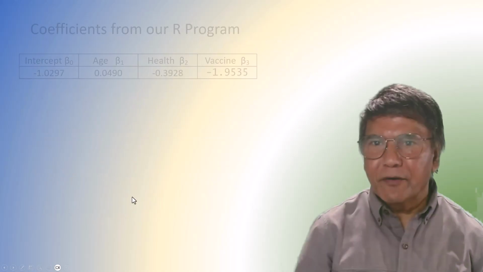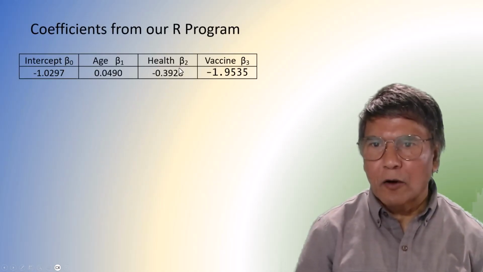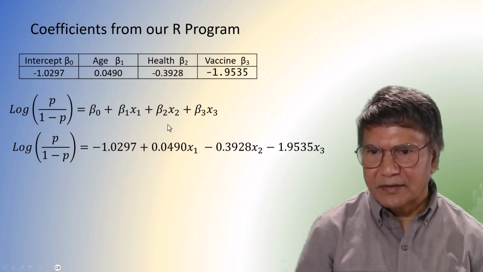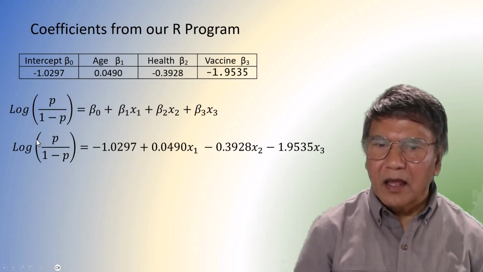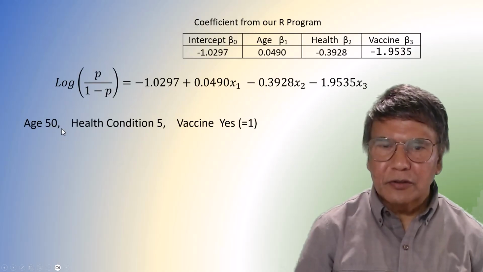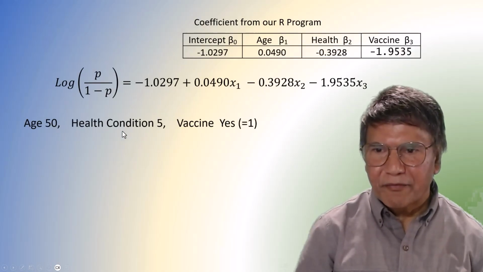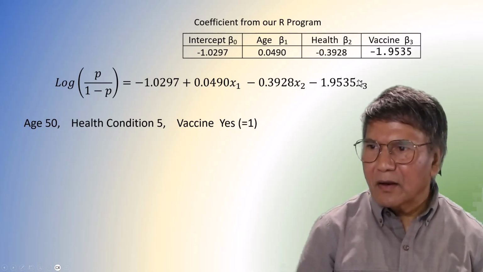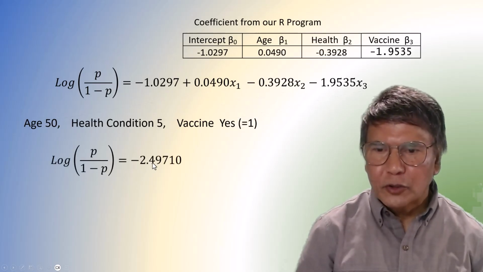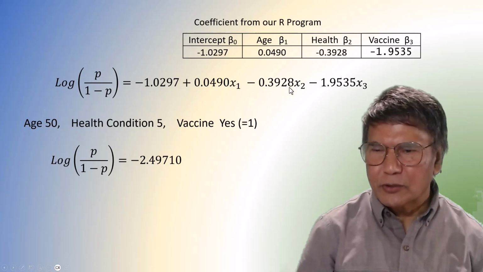odds. So here, for instance, when we run the program, we get this regression output: intercept, slope 1, slope 2, slope 3 for age, health, and vaccine. This is our output for the log odds. Now we can compute these here. So the log odds: we're going to take a person who is 50 years old, health condition 5, vaccine yes. So we put 50 here, 5 here, and 1 here. Now the log odds become 0.249710.